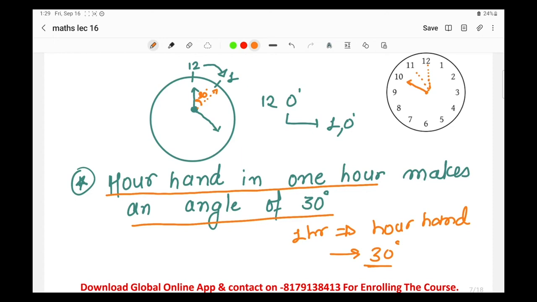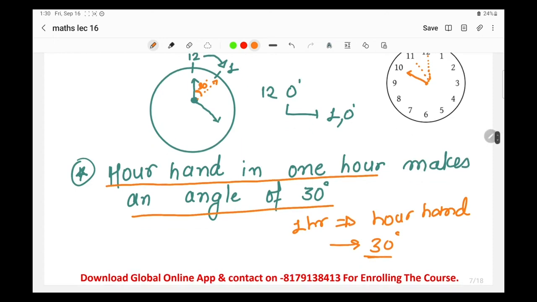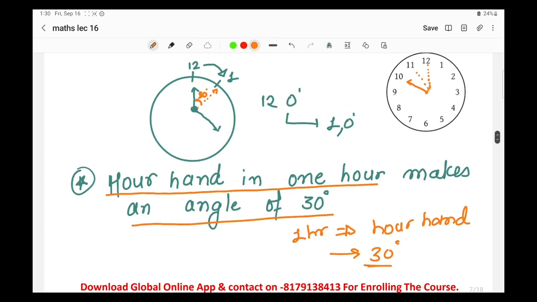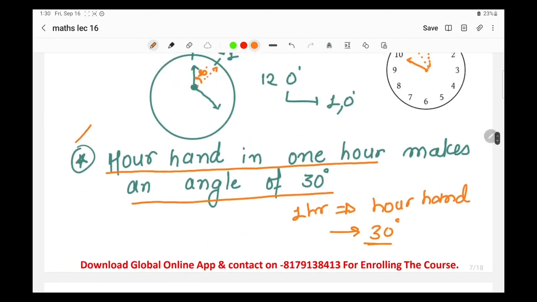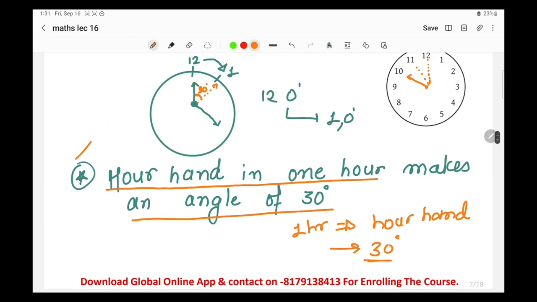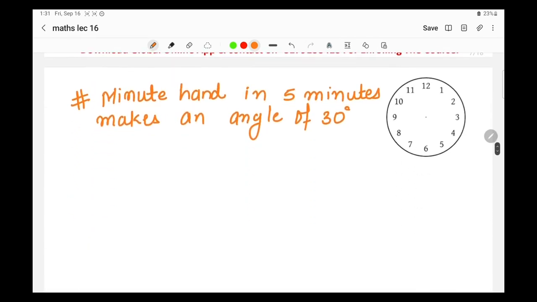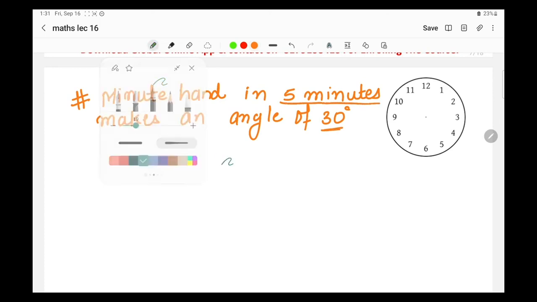Now moving on to the second fact. Please do screenshot whatever I am writing on the slides, because these are the only notes that I will provide you in this particular topic. As we have seen in the previous fact, the hour hand in 1 hour is making 30 degrees, but the minute hand makes 30 degrees in 5 minutes itself. This is the fact regarding the minute hand that we have to keep in mind.